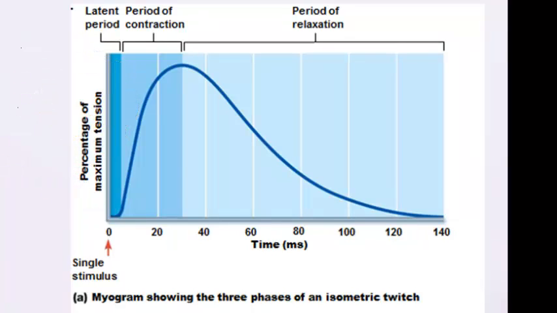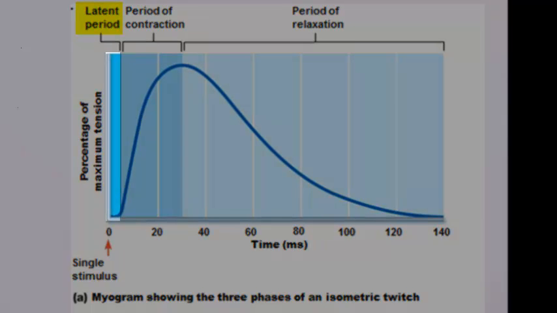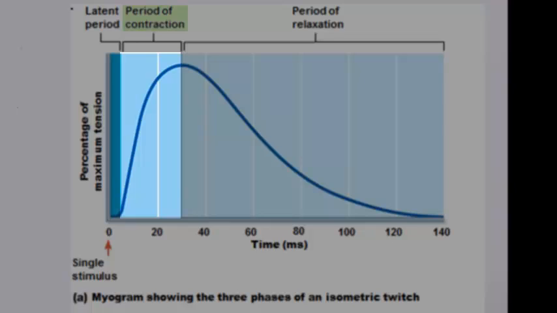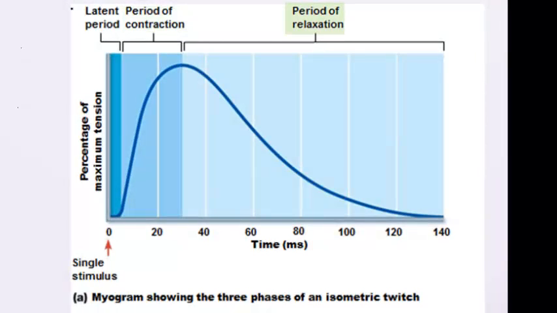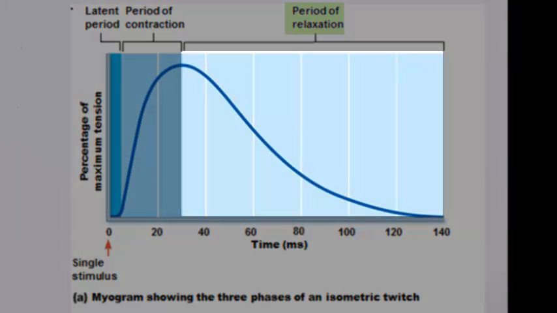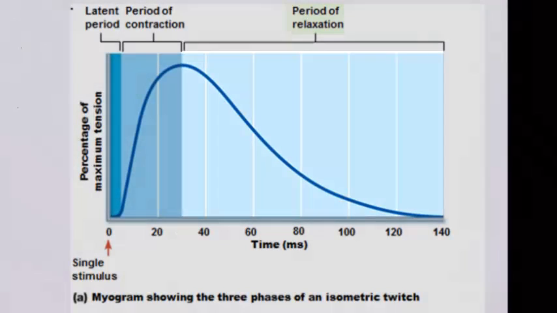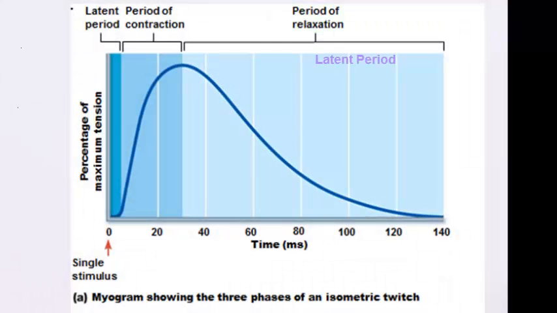And it has three phases. One of those phases is the latent period. Another one of those phases is the contraction phase. And the third phase is the relaxation phase. Let's first see what's happening during the latent period.